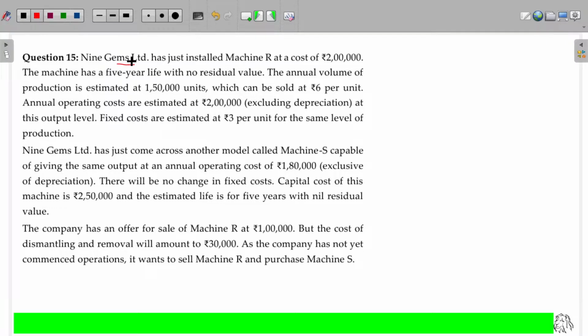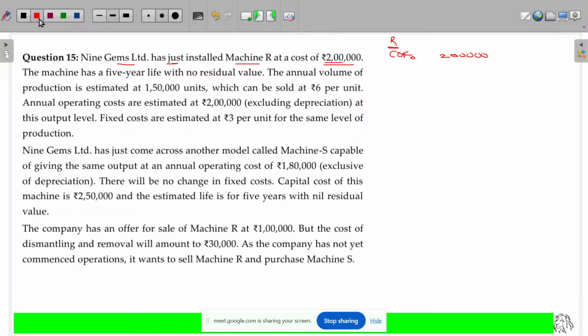9 Gems Limited has just installed machine R at a cost of rupees 2 lakhs, a cash outflow at the 0th period of 2 lakhs. We have already installed it. The machine has a 5-year life with no residual value. So life being 5, scrap value of this asset being 0.